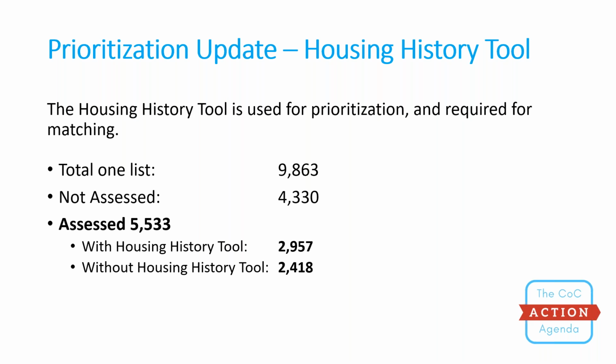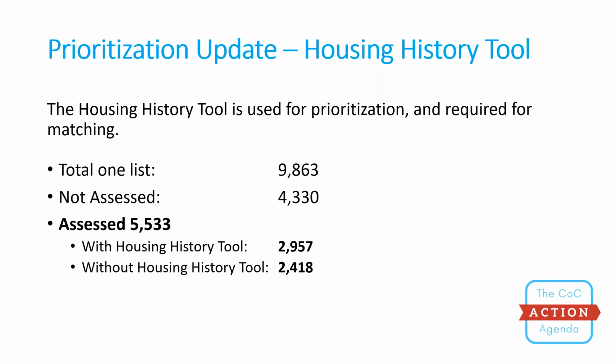Okay, so currently the total on the one list is almost 10,000 people. Not assessed are 4,330. And then of the assessed, those with the housing history tool are almost 3,000, and those without the housing history tool are 2,400.